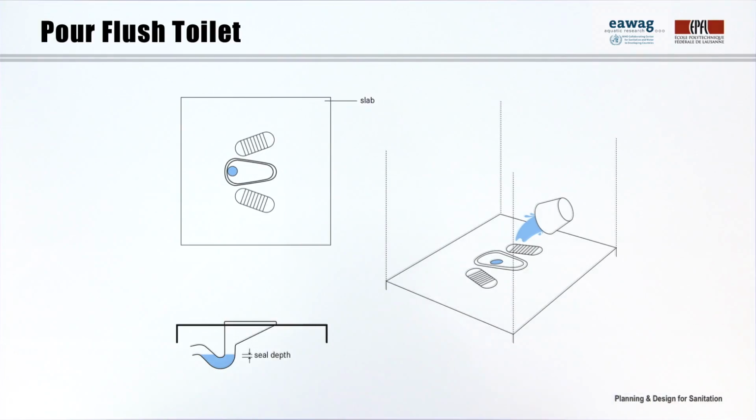The next technology is the pour flush toilet. It has its name from the bucket that is used to pour water into the bowl to flush it. Pour flush toilets should be equipped with a U-bend, also called S-trap, or gooseneck, which acts as a water seal. This seal effectively prevents odors or insects from returning to the user interface.